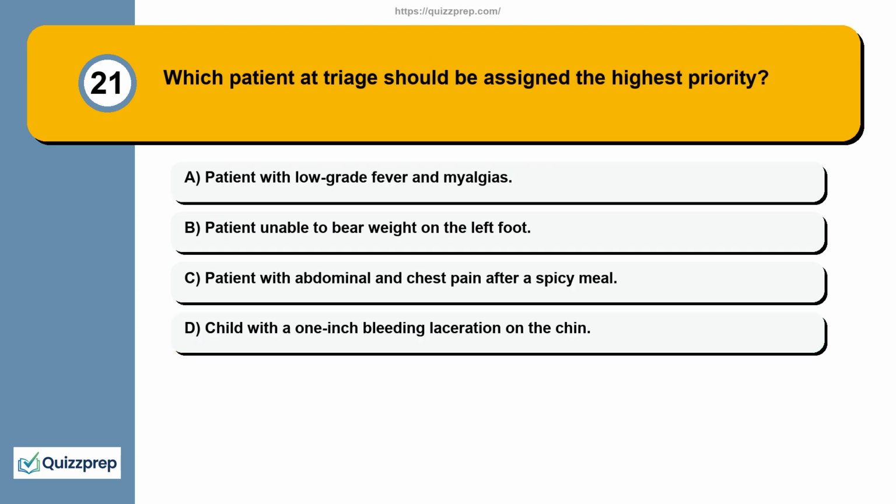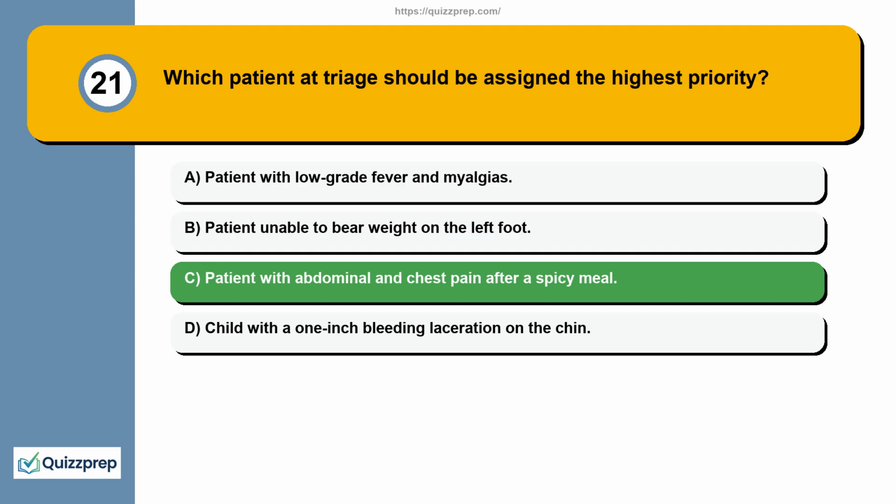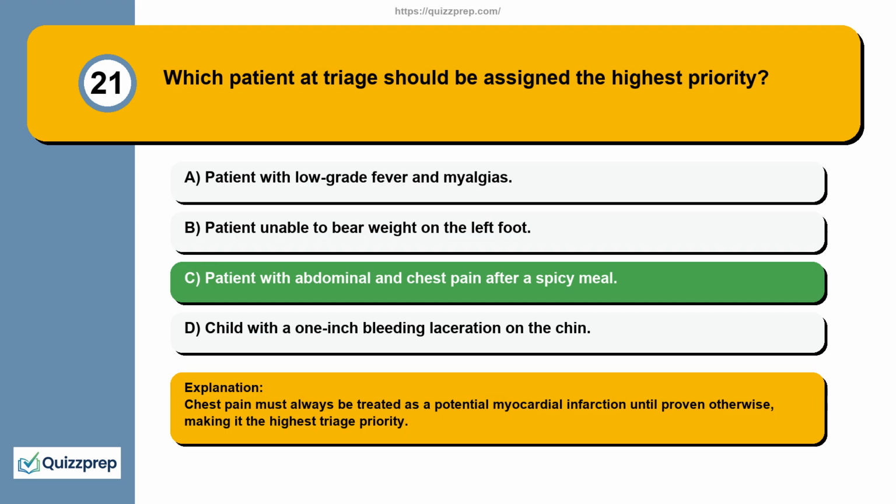Question 21. Which patient at triage should be assigned the highest priority? Patient with low-grade fever and myalgias. Patient unable to bear weight on the left foot. Patient with abdominal and chest pain after a spicy meal. Child with a 1-inch bleeding laceration on the chin. Chest pain must always be treated as a potential myocardial infarction until proven otherwise, making it the highest triage priority.